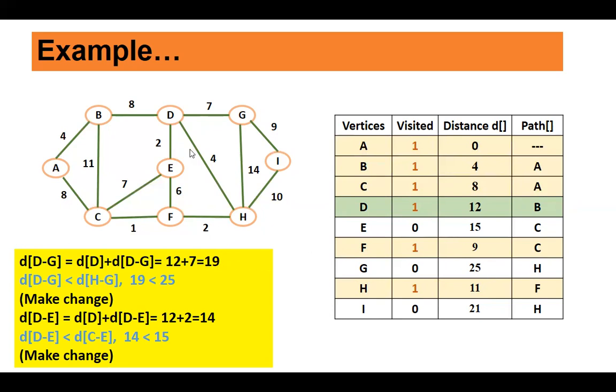And the next, you have the vertex from D to E, right? E is not visited still, right?